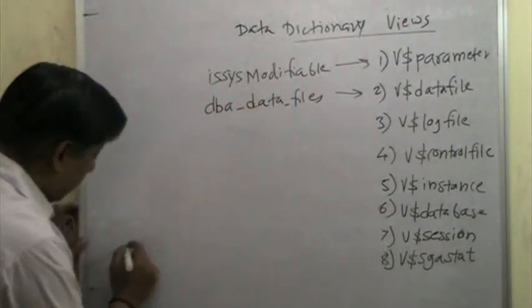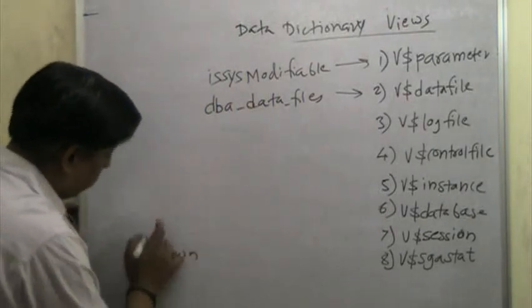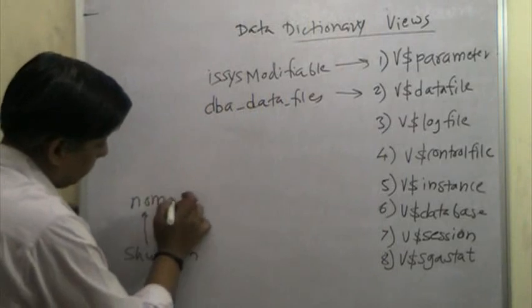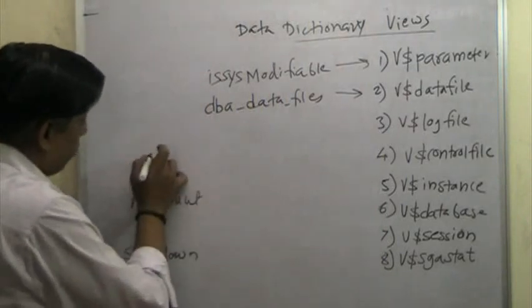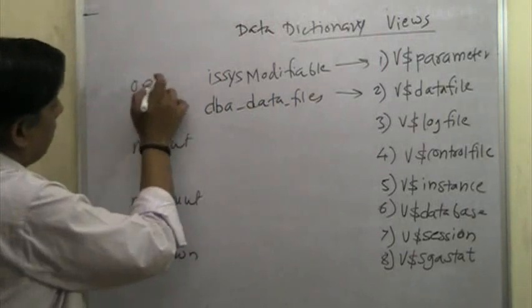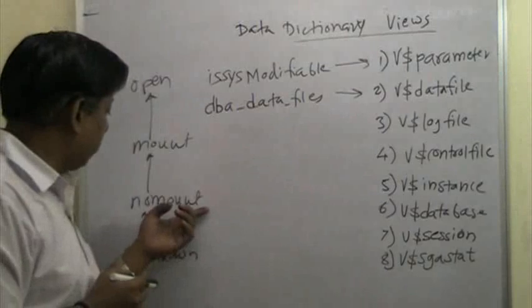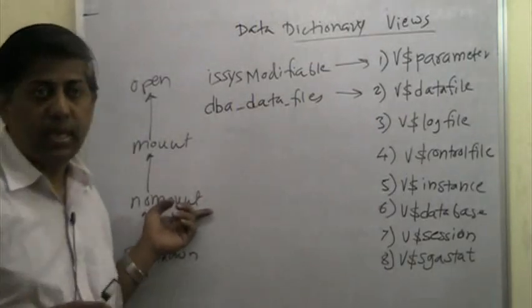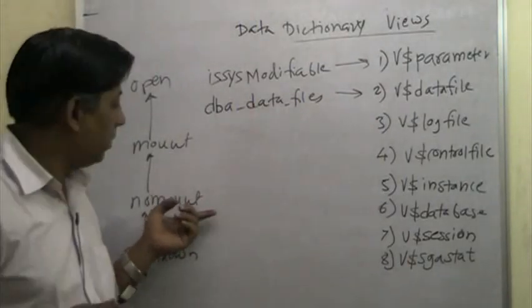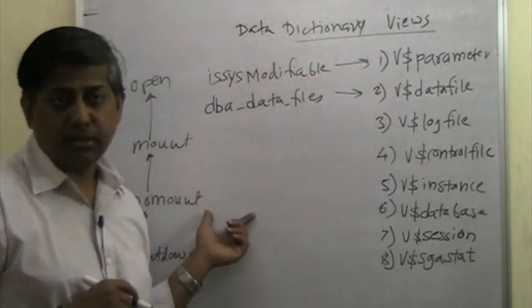We have seen that databases go from shutdown to no mount, to mount and to open, correct? Now we have to understand one thing. When the database goes to a mount phase, it means what? It means all the information in the SP file has been read successfully.